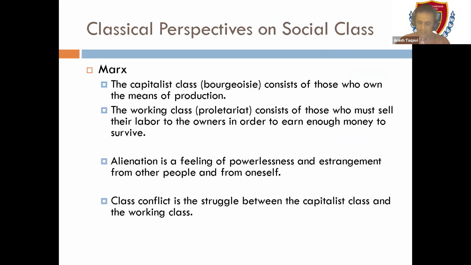The word social class is from Karl Marx. Every time, everywhere you go in sociology, in history of economy and the philosophy of economy, you can find the name of Karl Marx. The capitalist class or bourgeoisie consists of those who own the means of production. Marx says that we have two social classes, owners and workers. And after that, based on Marx philosophy, which is called Marxism, we have Leninism for USSR, and after that we have socialism.